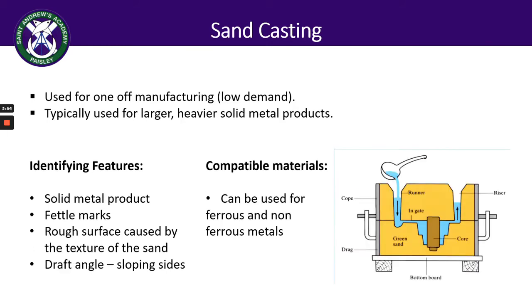Next, looking at sand casting. This is used for one-off products or products where there's a low demand, and it's often used for large, heavy, solid metal products like the anchor that we mentioned.